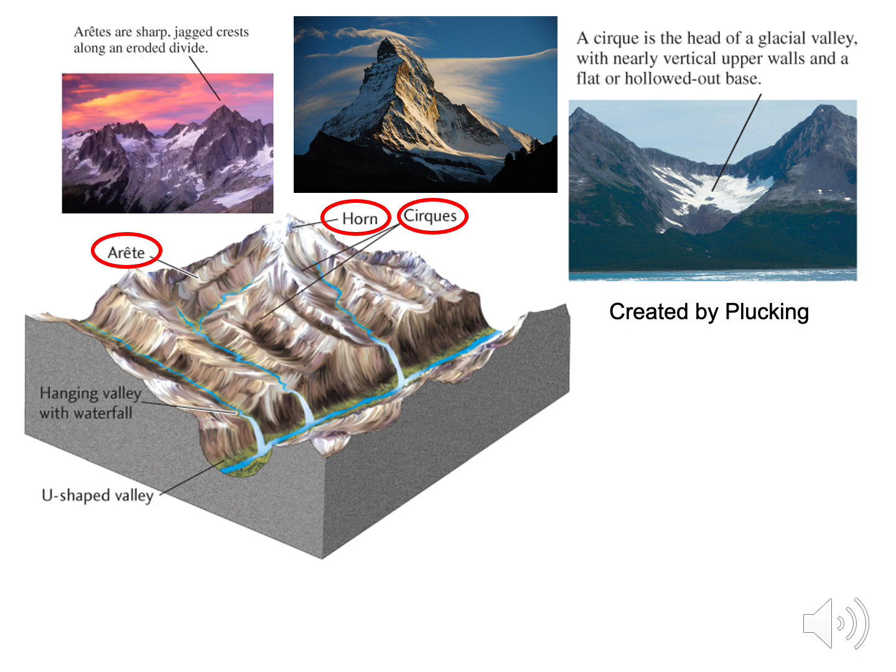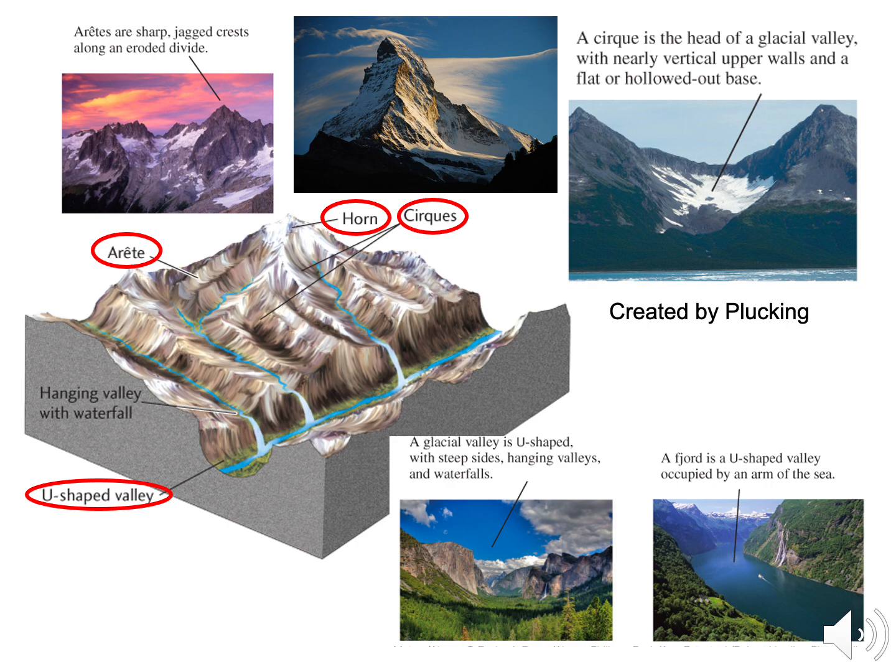In addition to cirques and horns, an additional feature that we see represented in glaciated landscapes are arêtes. Arêtes are sharp, jagged crests that are located along an eroded divide. And so this would be kind of the edge, the valley edge of one of these tributary glaciers, which we can see in the photograph and the figure on the screen.